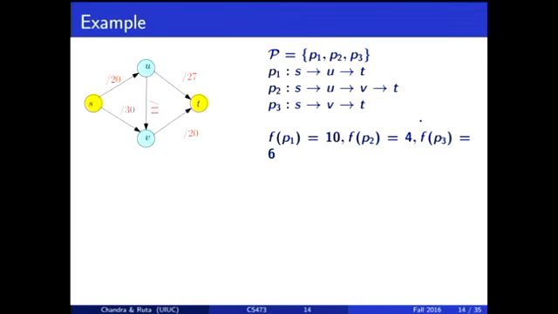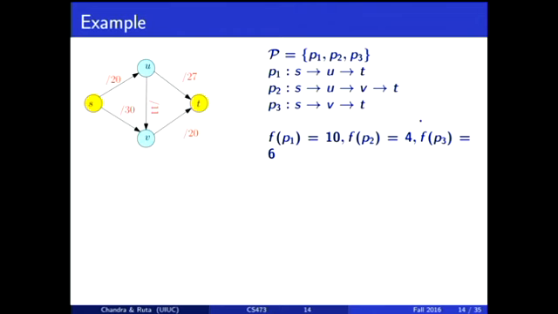We are taking a small graph now because the number of paths could be exponential, right? How many paths are there from S to T in this graph? There are only three paths, right? One path going up, one path going through the middle, one path below. There are three paths. Now, what is the flow?